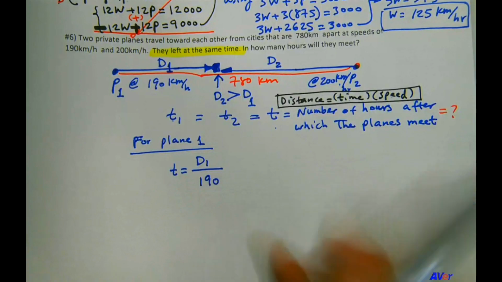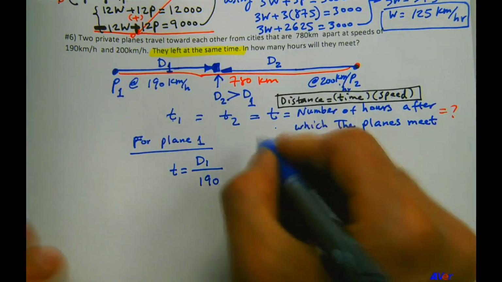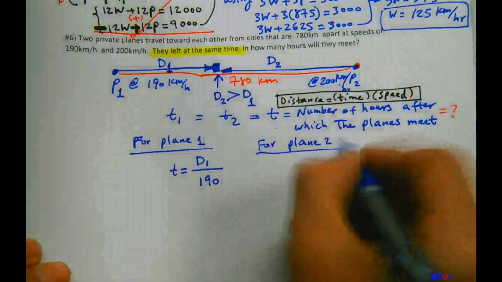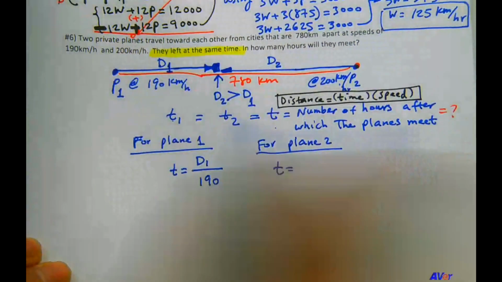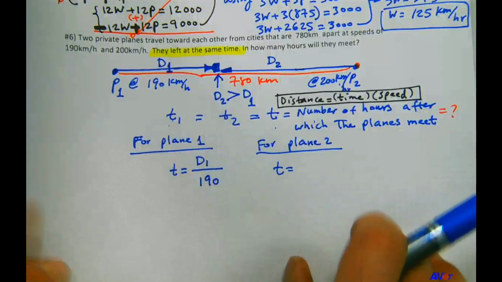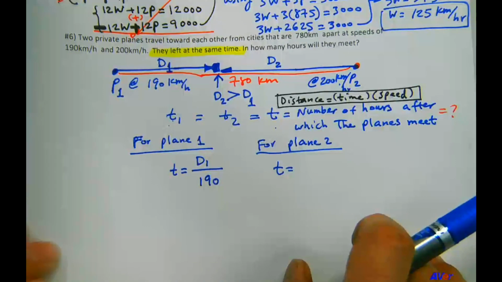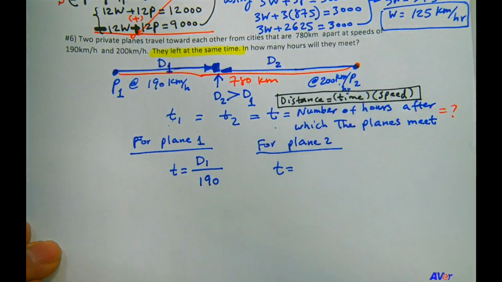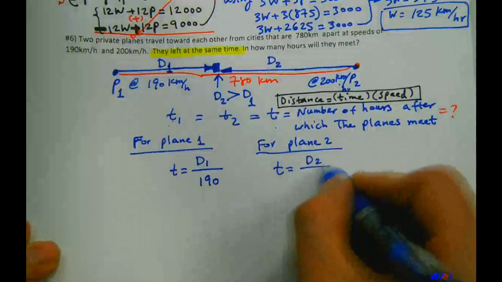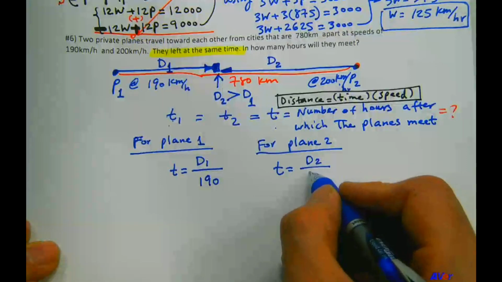Then for plane 2, and this is the same time, right? When they meet in the air, we agreed they must have been in flight for the same time. It's just that plane 2 has traveled a longer distance. But both planes must have been in the air the same duration. So the T's are equal to each other, but the distances are not. So D2 divided by that speed.